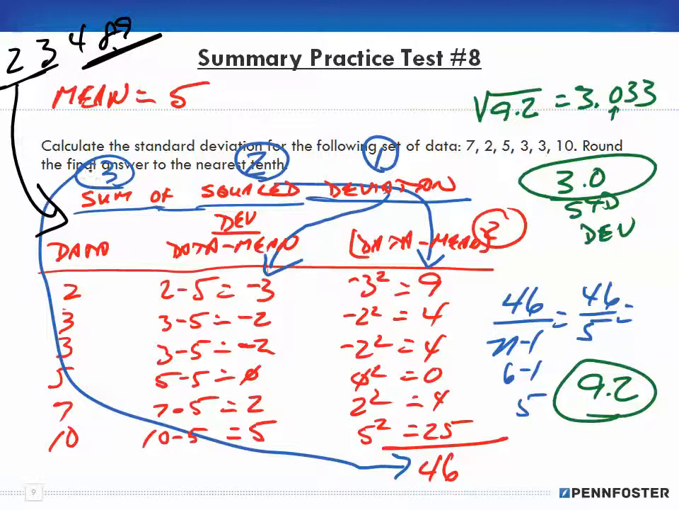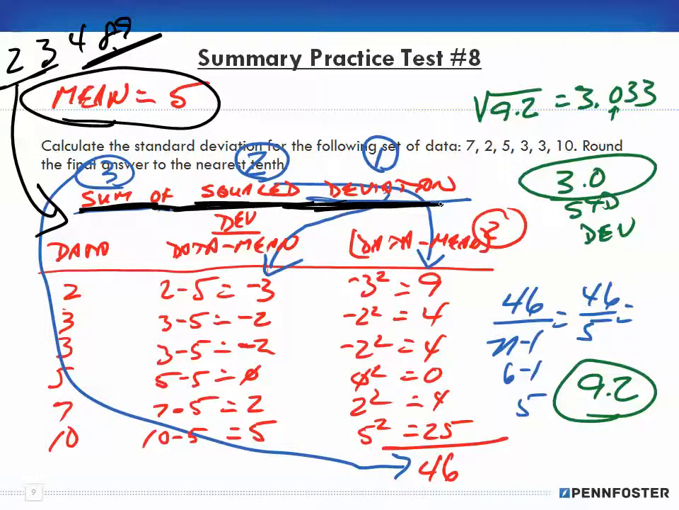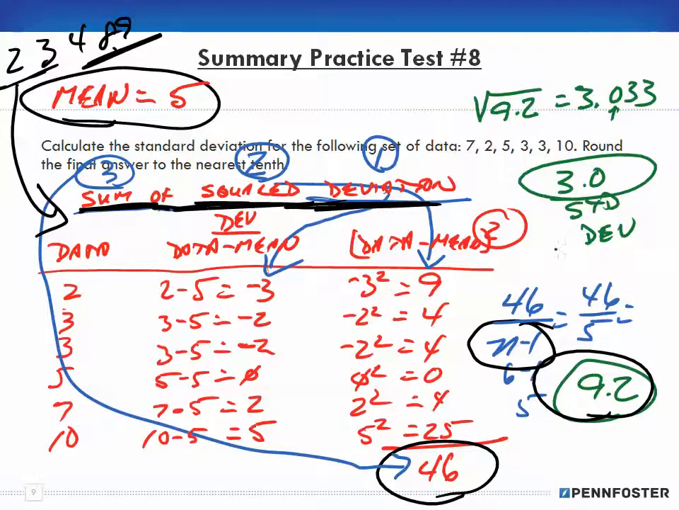I point out that to remember how to do the standard deviation, first you find the mean, then you do the sum of the squared deviations. And when you get that sum, then you divide by the n minus 1. And whatever you get for that number, you take the square root of. And then that gives you your standard deviation. So that's it.